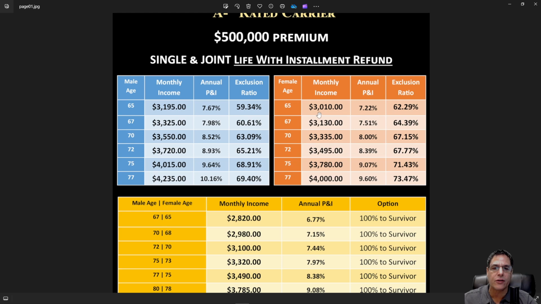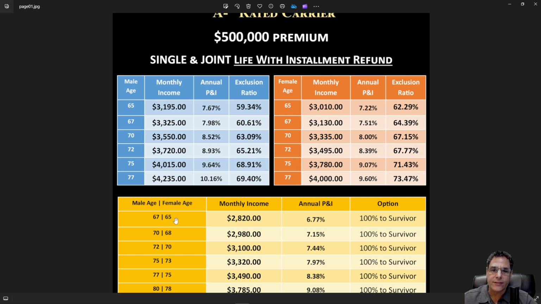This is the females over here at 3,010 for the same age, at 67, 70, 72, 75, and 77. I did all those ages. So a female 77 would get $4,000 a month on $500,000, guaranteed never to get less than $500,000 back. 73% is going to be tax excluded. It's the equivalent of taking 9.6% of your money for the rest of your life without ever running out.